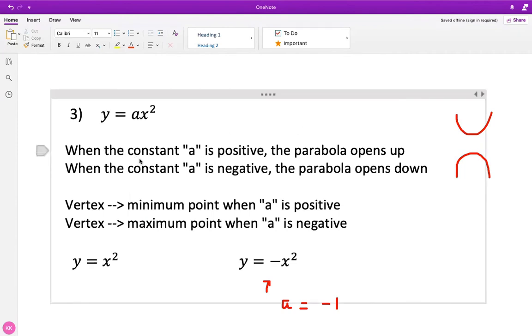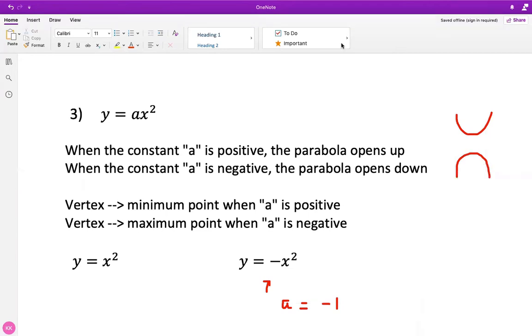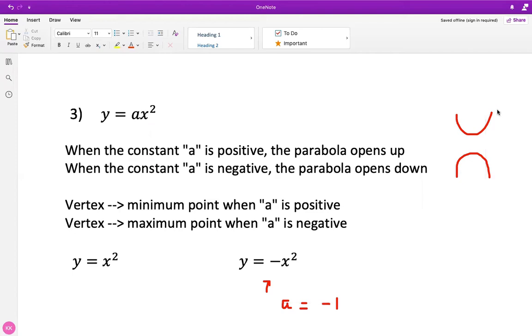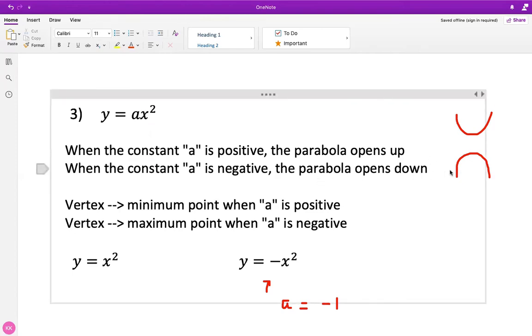When the constant a is positive, the parabola opens up. This is what the opens-up shape looks like. When the constant a is negative, the parabola opens down. This is what the opens-down parabola shape looks like. Basically, the open-up parabola looks like you are smiling, and the open-down parabola looks like you are really unhappy, really upset.